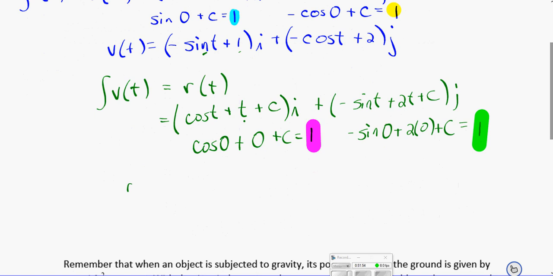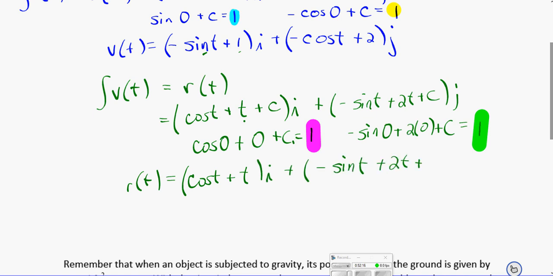So we get that r of t is equal to cosine t plus t. This c1 over here is equal to, cosine of 0 is 1, subtract 1 from both sides, I get plus 0. When I substitute 0 in there, I get negative 1, add 1 to both sides, and I get 2. And there's the r of t.